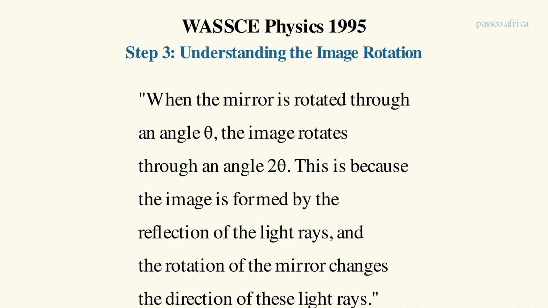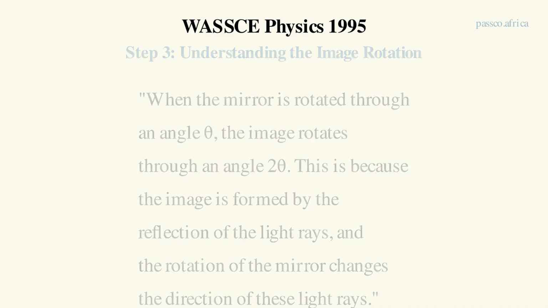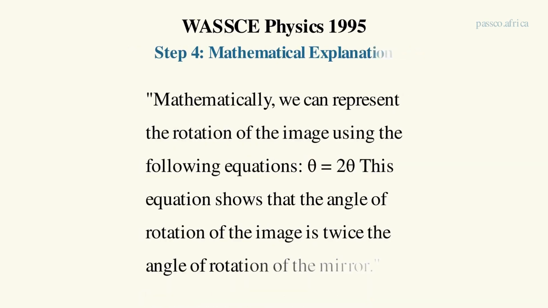Step 4. Mathematical explanation. Mathematically, we can represent the rotation of the image using the following equation. Theta equals 2 theta. This equation shows that the angle of rotation of the image is twice the angle of rotation of the mirror.